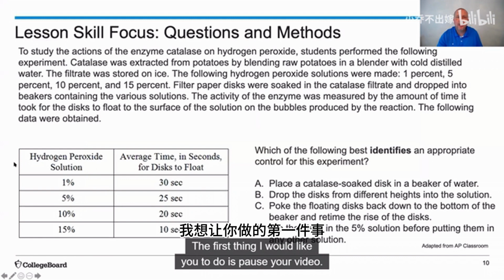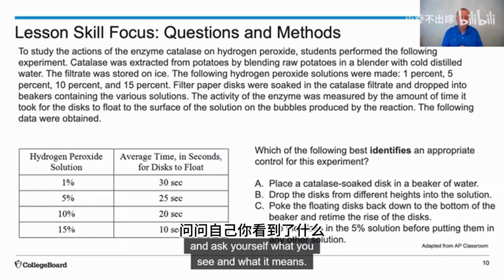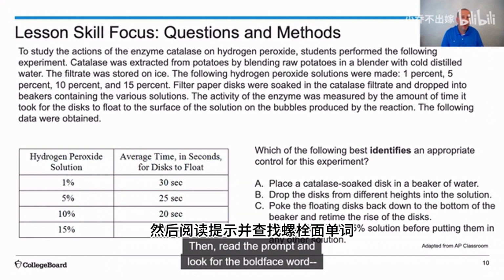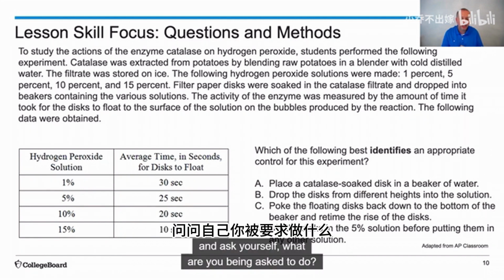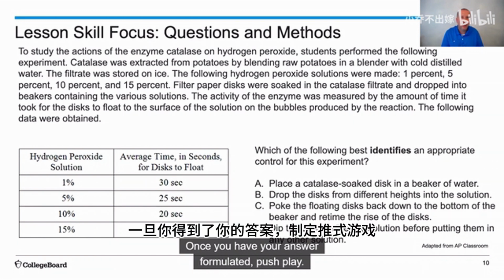The first thing I would like you to do is pause your video. Then you're going to examine the data table and ask yourself what you see and what it means. Then read the prompt and look for the bold-faced word, that's the task verb, and ask yourself, what are you being asked to do? Finally, reread the prompt and formulate your answer. Once you have your answer formulated, push play.